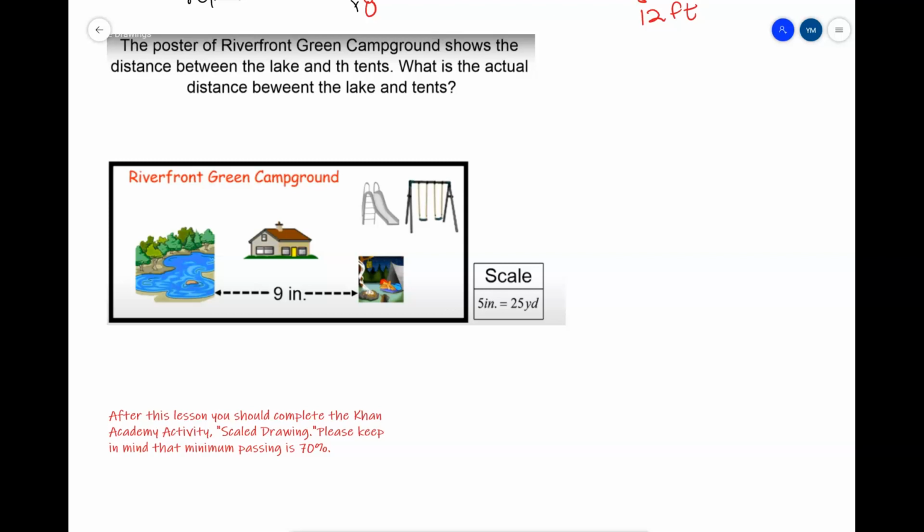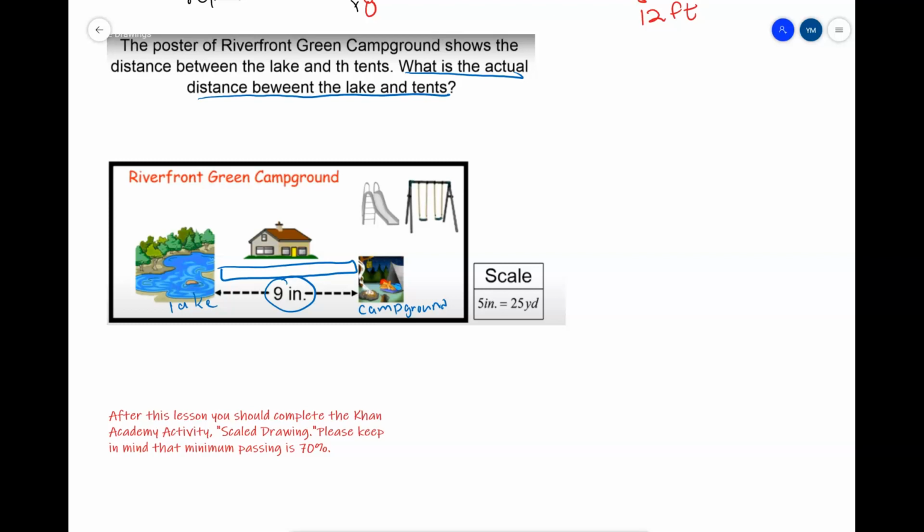All right, so let's go ahead and do the final problem together. So the poster of Riverfront Green Campground shows the distance between the lake and the tents. What is the actual distance between the lake and the tents? So here's the lake. And here is the campground. On the map, if you were to take a ruler and measure it, it would measure 9 inches.